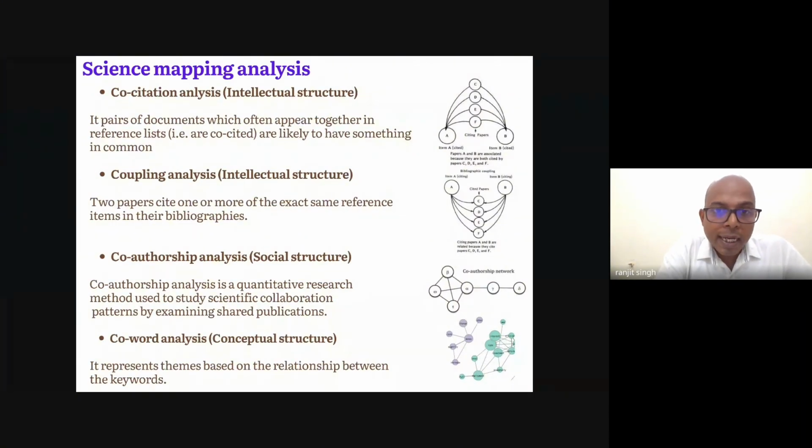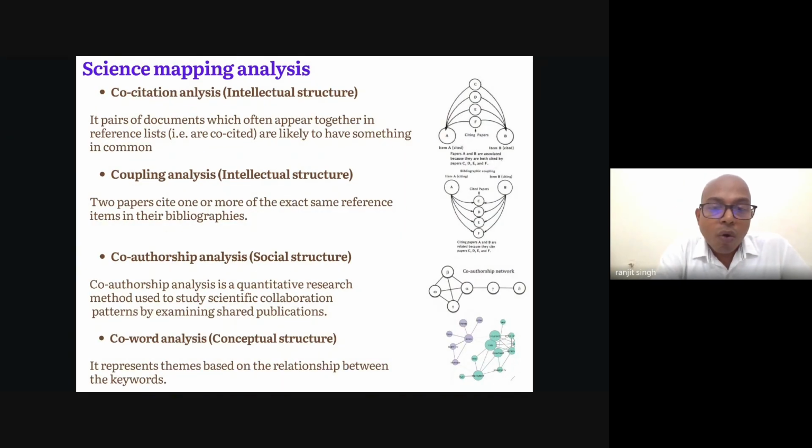Because in the coupling analysis, we generally consider the documents, and if two papers cite one or more exact same reference item in their bibliography, then both the articles are coupled. You can see that documents A, C, D, E, F cite items A and B.